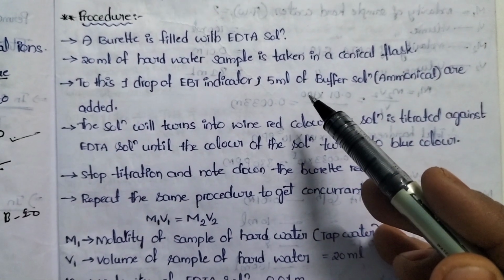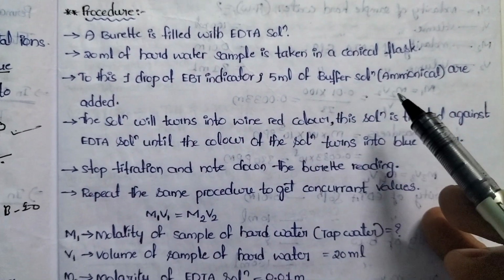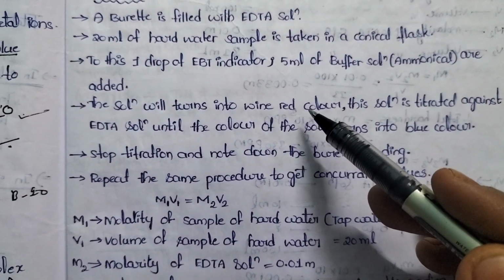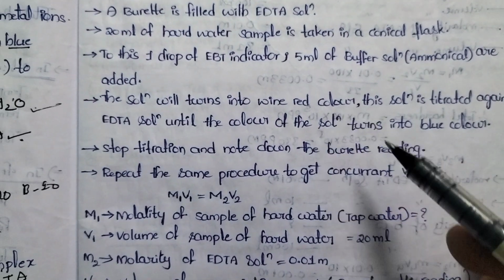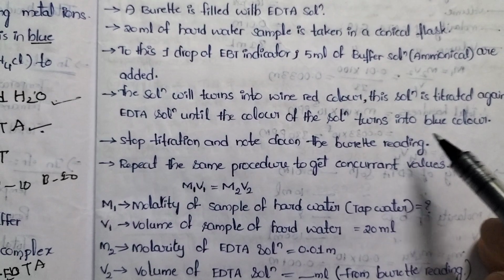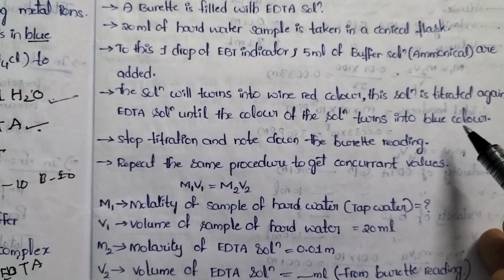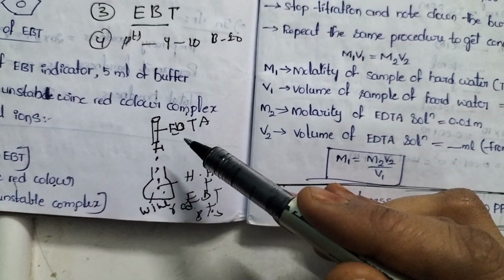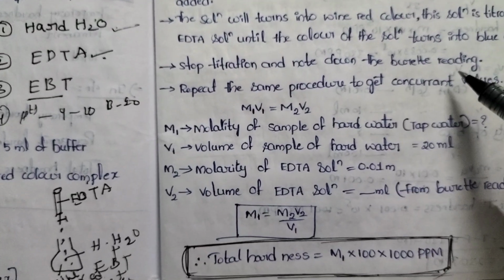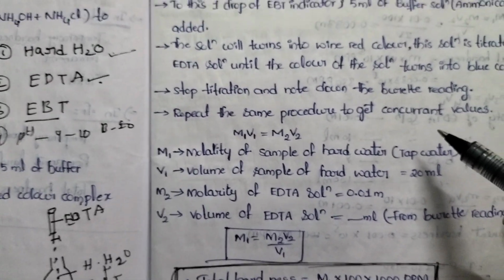To that hard water we should add 1 drop of EBT indicator and 5 ml of ammonical buffer solution. The solution turns into wine red color. The wine red color solution is titrated against EDTA until the color of the solution turns into blue color. Whenever it turns into blue color, we should stop the addition and note down the burette reading. By using the burette reading and remaining values, we can calculate the hardness of water very easily.